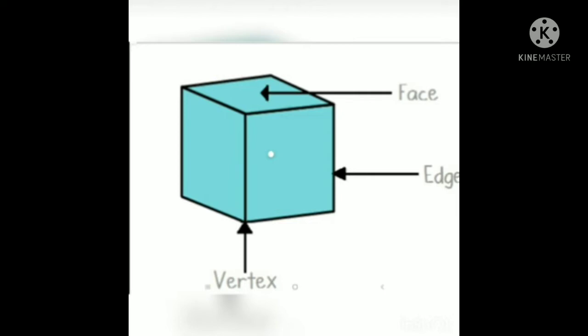So, face means the flat surface, or the surface around the solid shape. Some solids have flat surfaces, whereas some have curved surfaces. Then edges: two faces are connected using an edge, and a vertex is the common point between 3 edges.